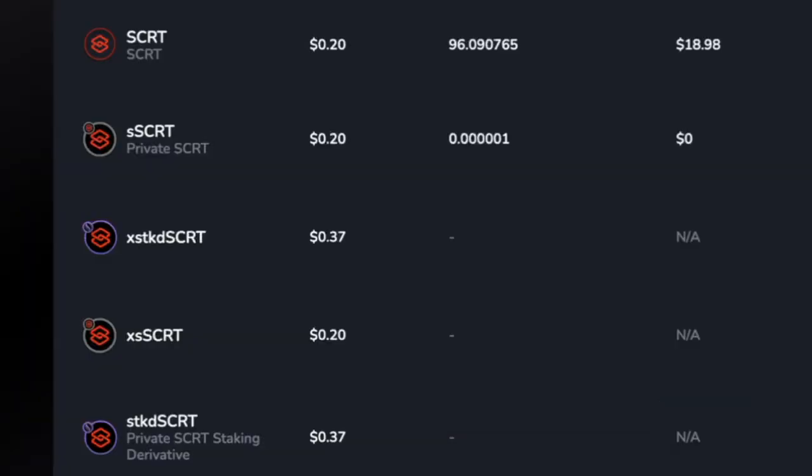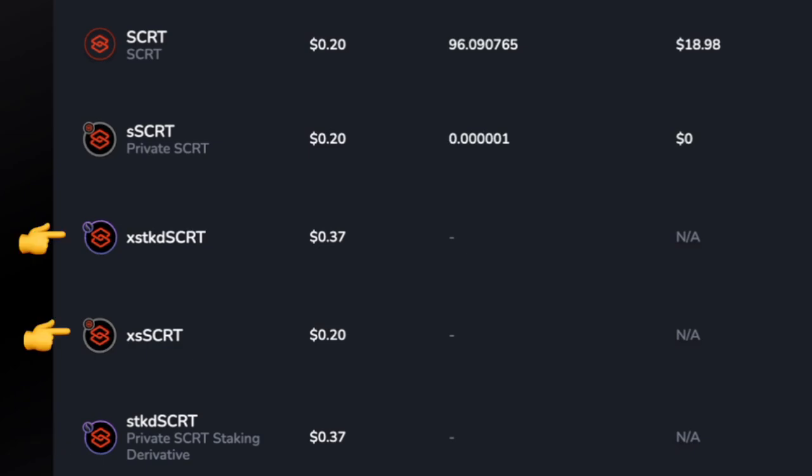So you know that SCRT is the public gas token for Secret Network. Secret is the privacy preserving version of that same token. It's a one-to-one correlation. Staked Secret, stkd-SCRT, is the liquid stake token built by Shade Protocol that represents a staked position in Secret. So it's actually accumulating staking rewards even as you hold it as a liquid token.